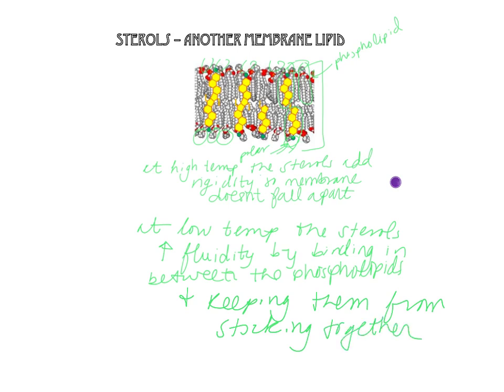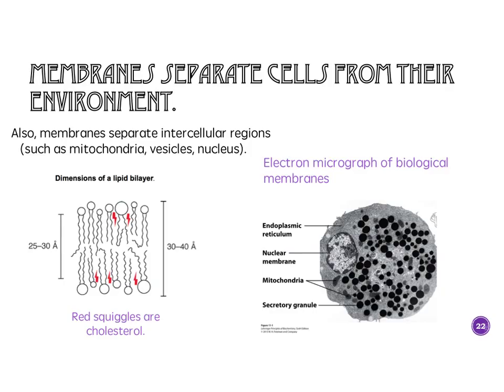Okay, so different functions at different temperatures. So at high temperatures, it increases the rigidity and keeps the membrane from being too fluid and falling apart. And at low temperatures, it increases the fluidity. It keeps it from being too solid by keeping the phospholipids from sticking together.